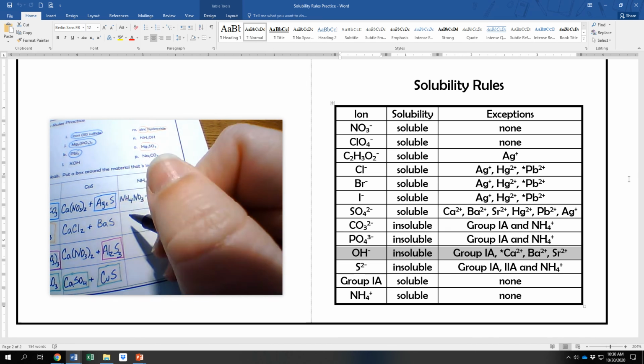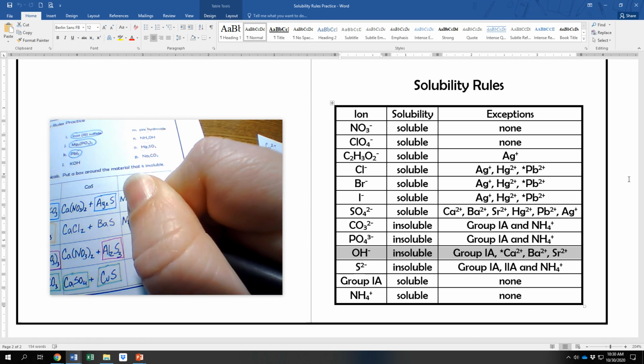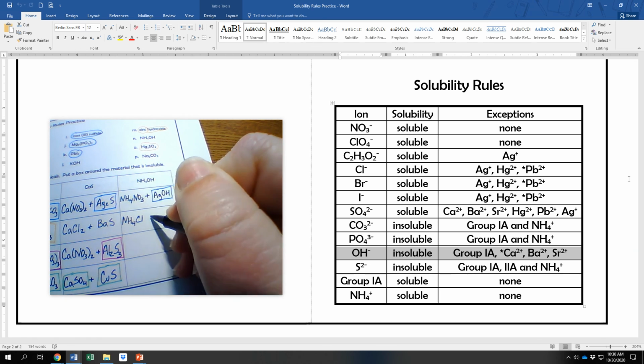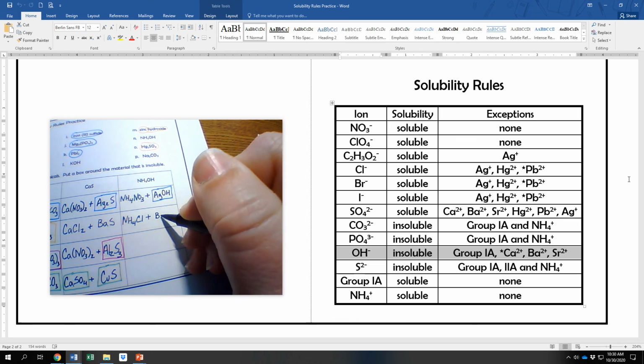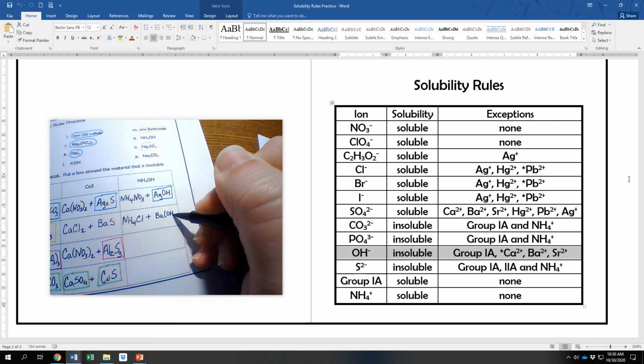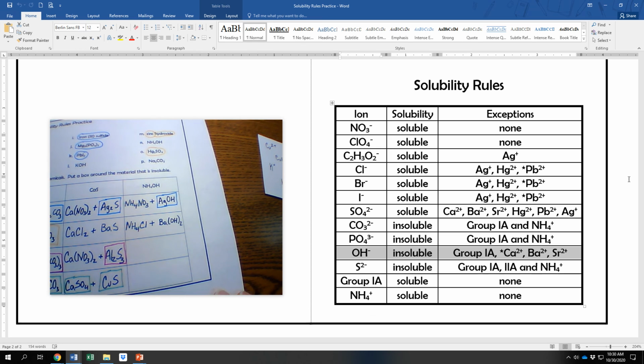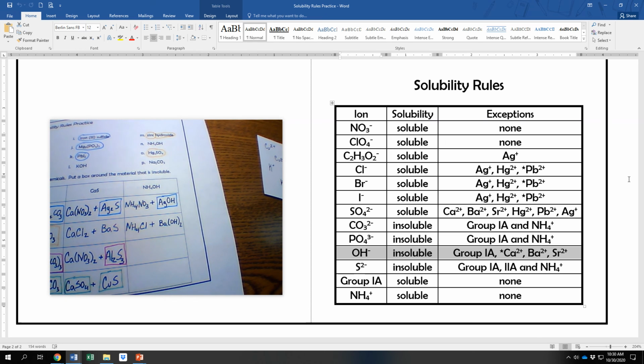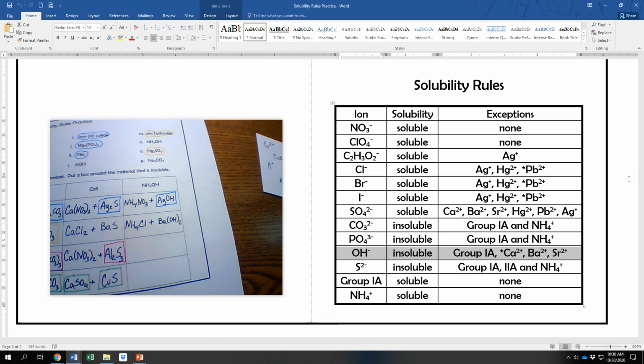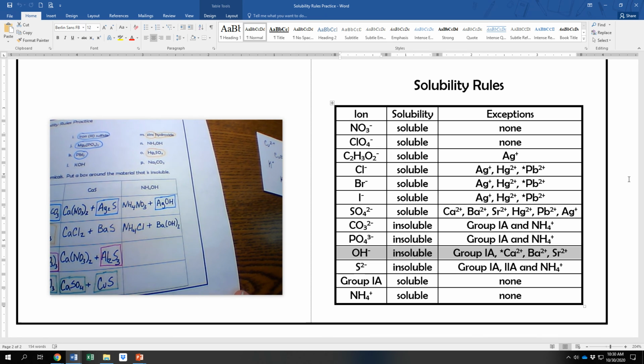Barium chloride and ammonium nitrate. So we end up with ammonium chloride and barium hydroxide. Barium, it's in group 2, it's 2 plus. Hydroxide is 1 minus. That means I have to have 2 to cancel out. All right, anything bonded to NH4 will dissolve. And let's check OH, and it says insoluble except for group 1, calcium, barium, and strontium. So it will dissolve as well.